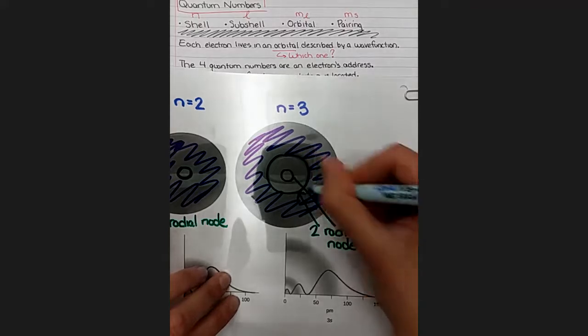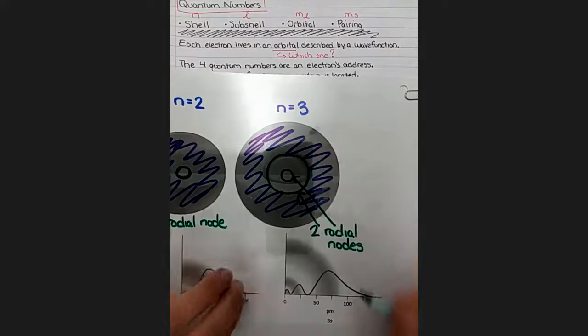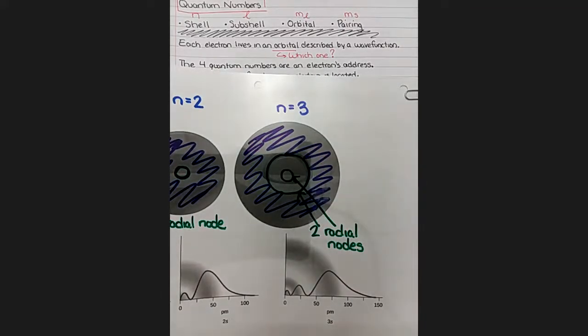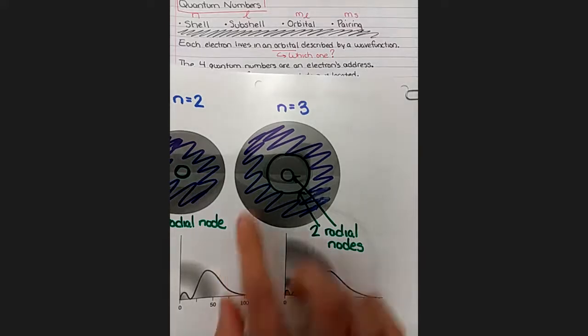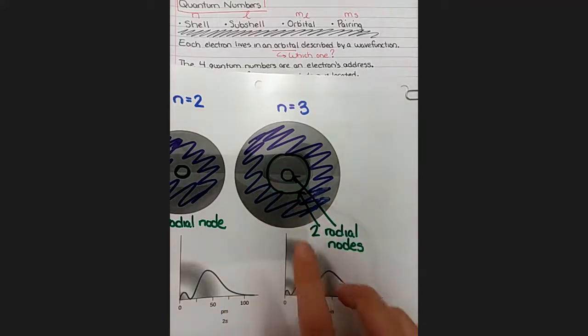And it does look like a circle because I am drawing it on a 2-dimensional piece of paper, but in real life, a radial node would be 3-dimensional. It would be spherical. You can picture it as an orange with an orange peel on the outside, and that orange peel surface would be a radial node.